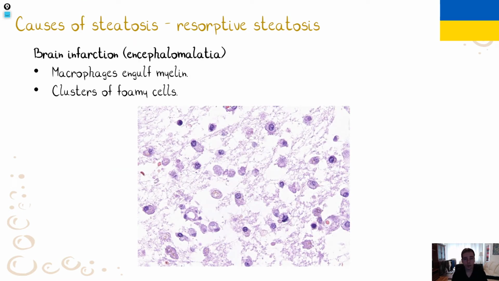Another example of localized resorptive steatosis is encephalomalacia, brain infarction, stroke. There is a lot of fat in brain tissue because of the myelin. And in case of brain infarction, brain necrosis, the macrophages will start to engulf the necrotic tissue, which is full of fat. And you can see many foamy cells at the periphery of the necrotic focus in the brain. So during the healing of the brain infarction, you can see multiple foamy macrophages. And it is another example of resorptive steatosis.